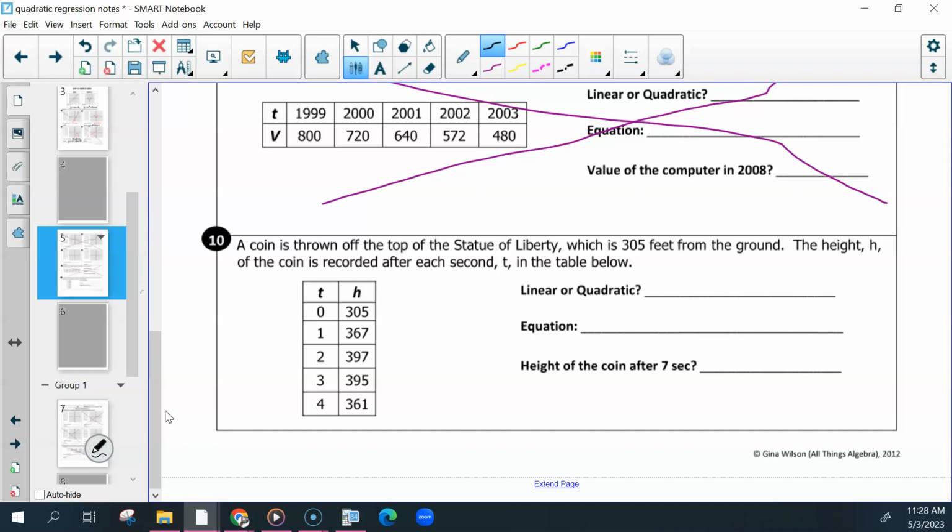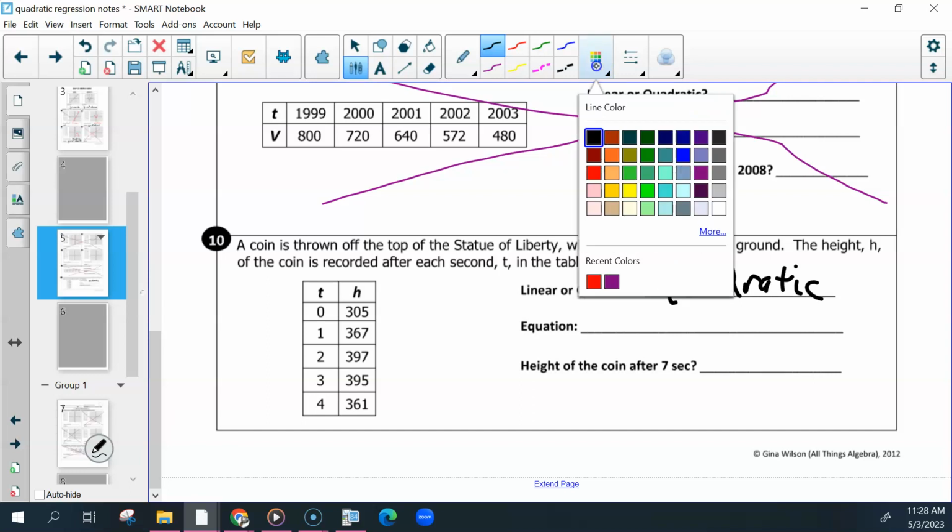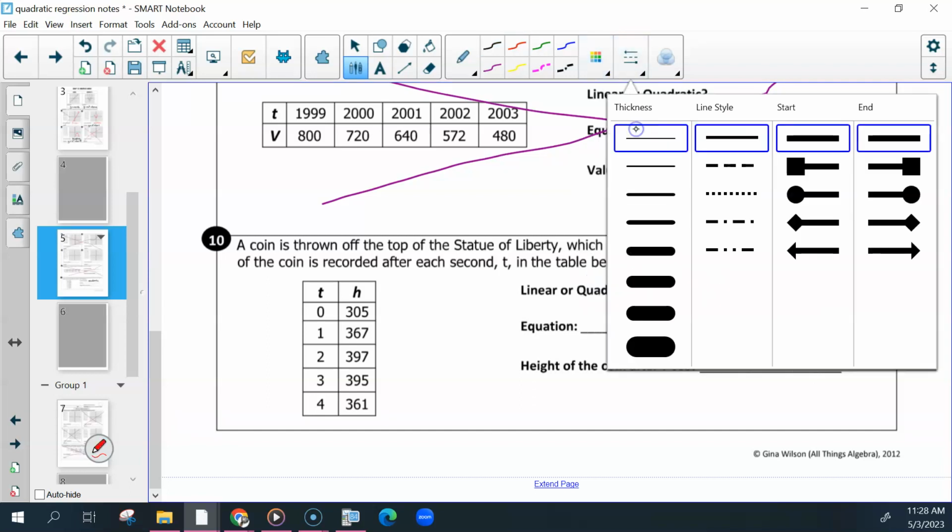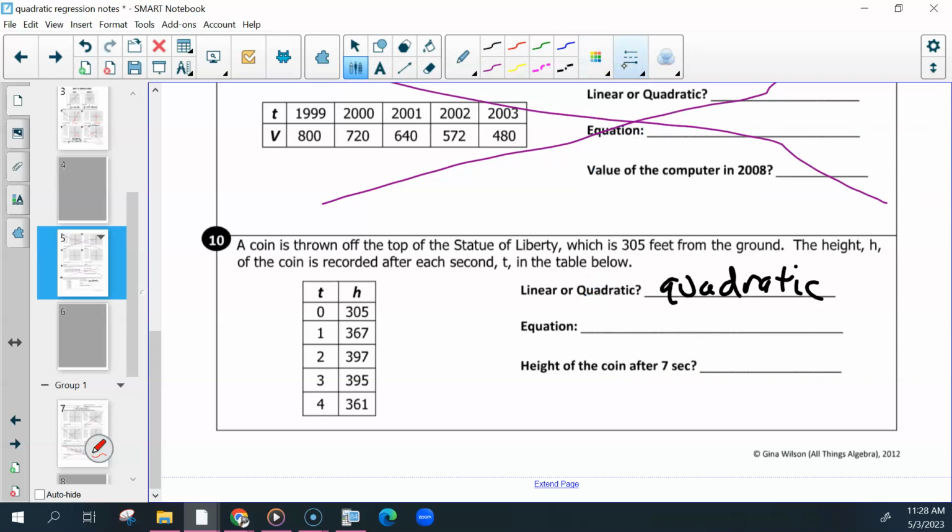So if a coin is thrown off the top of the center movie, so if I'm standing up there, which I would never because I'm afraid of heights, but if I was up there and I tossed a coin off of it, it would go up first and then come down. And that shape of it coming up and then going down would make that U. And that would make this quadratic. And then we can use the numbers given to find our equation.